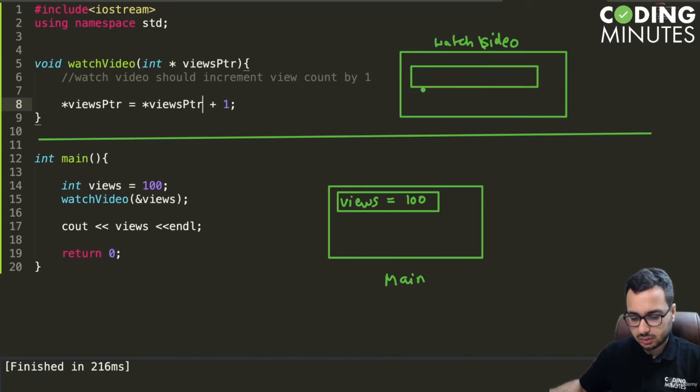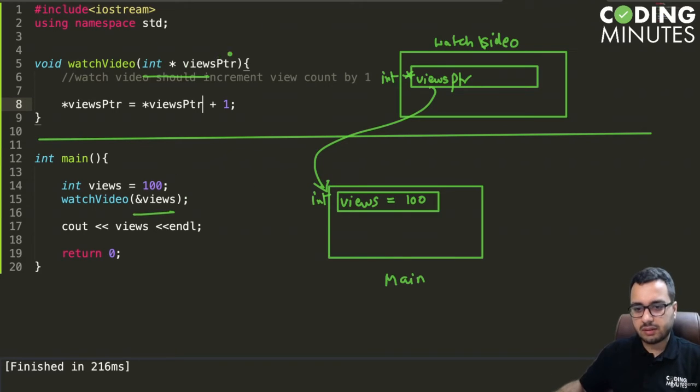This variable is known as views pointer, and since it is of the type int, this is of the type int star, which means this will point to this. So when you're passing this value, what is happening is int star views pointer is getting equal to address of views. That means this is storing the address of this object. So let's say this address is abc, so views pointer is equal to abc.